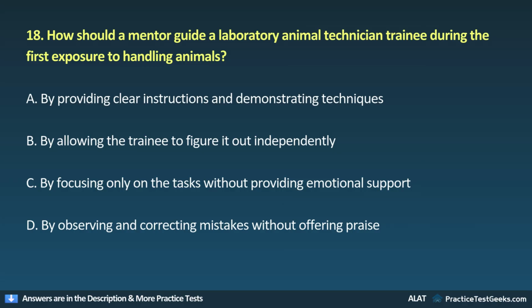18. How should a mentor guide a laboratory animal technician trainee during a first exposure to handling animals? A. By providing clear instructions and demonstrating techniques. B. By allowing the trainee to figure it out independently. C. By focusing only on the tasks without providing emotional support. D. By observing and correcting mistakes without offering praise.